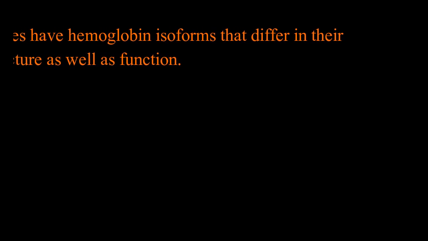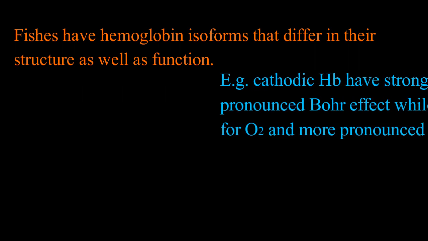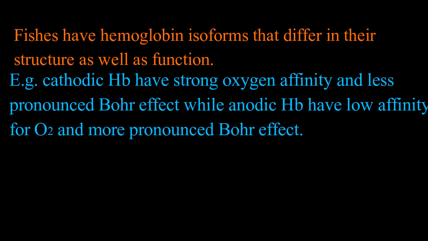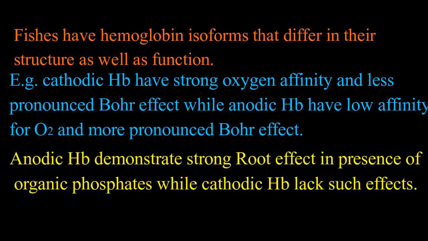Fishes have hemoglobin isoforms that differ in structure as well as function. For example, cathodic hemoglobin has strong oxygen affinity and less pronounced Bohr effect, while anodic hemoglobin has low affinity for oxygen and more pronounced Bohr effect. Anodic hemoglobin demonstrates a strong Root effect in the presence of organic phosphates, while cathodic hemoglobin lacks such a strong Root effect.